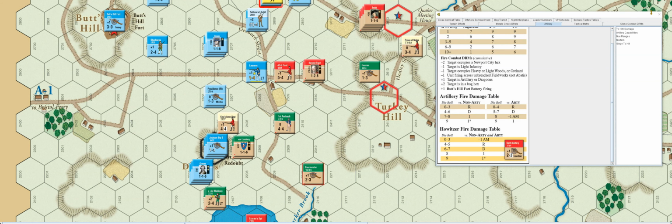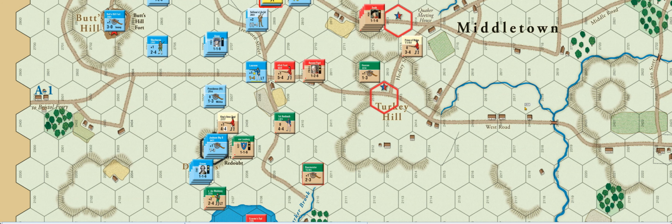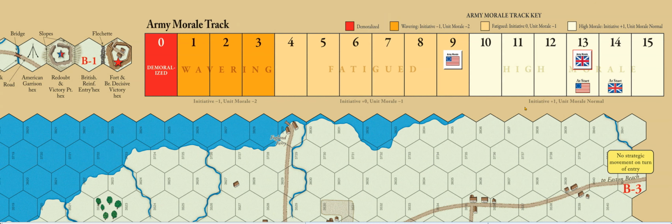So the King's American Regiment has been disrupted. All right, so I'm going to disrupt him. He's now disrupted, and if you look up real quick, Rob, if you would, to the Army morale track. Yeah, it just jumped up there. Yep.